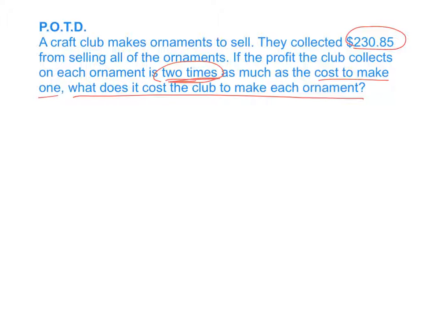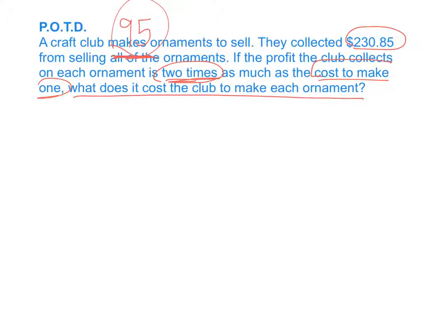Is there some important information missing? Yes. What important information is missing in order to solve this problem? Sporty? How many ornaments they made? Yeah. When we're reading this, and as we go through and circle the important information, we can see that we are missing some important information. We need to know if they made $230.85 altogether, we need to know how many ornaments they sold, right?